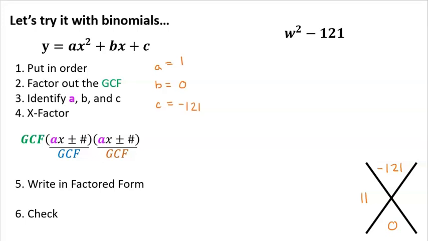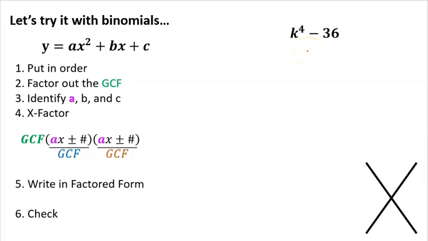I know this is going to be a perfect square, and so 11 minus 11 gives me 0, and when I multiply that, it gives me -121. So now I have W plus 11, and then W minus 11, and that is our perfect squares pattern working yet again using this method. So with this method, we would have to tweak it a little bit for something that looks like this.